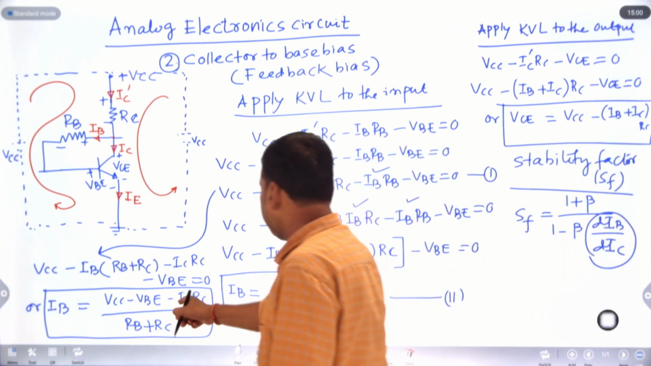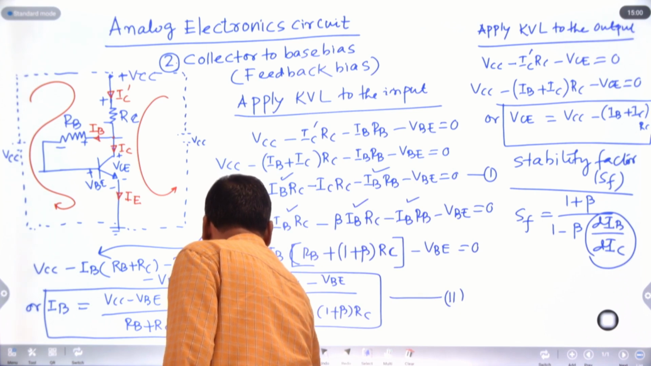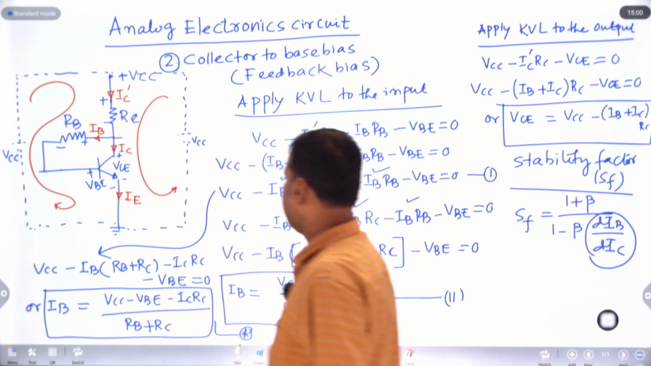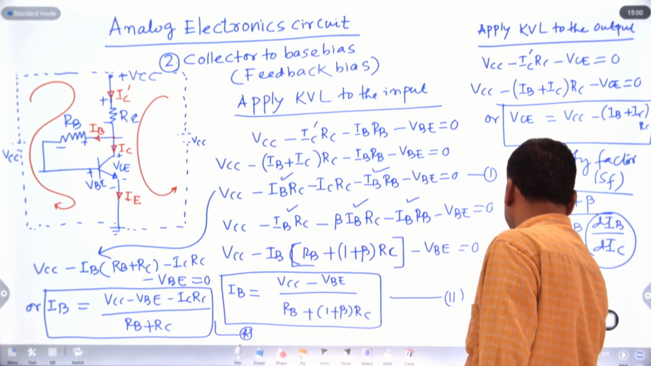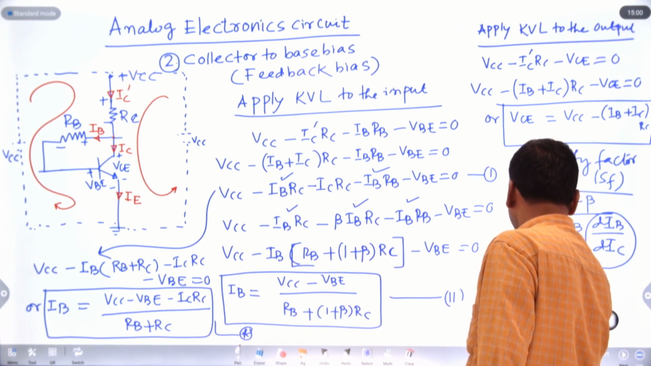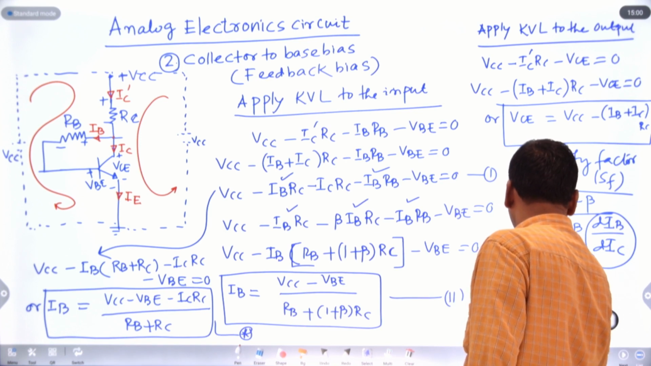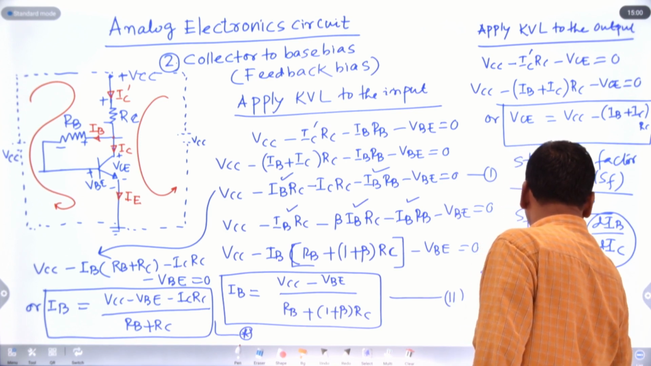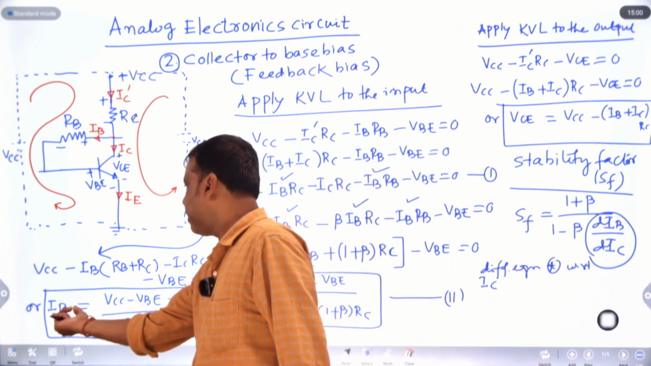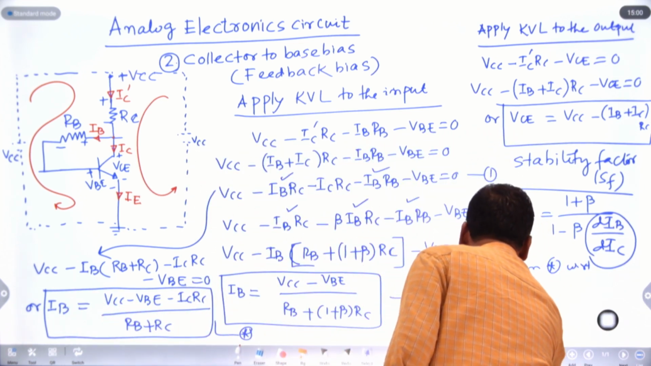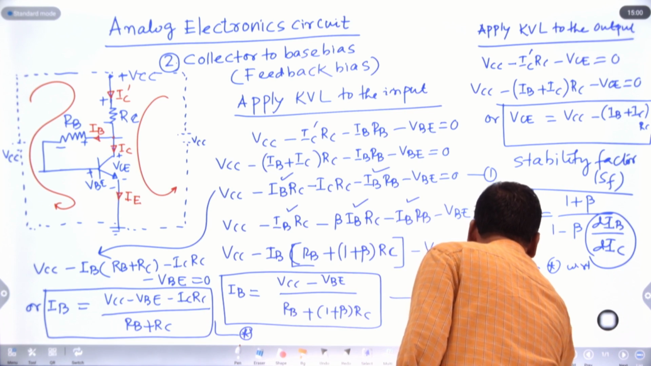And this equation, this is nothing but this expression. If you are differentiating this equation with respect to IC, what will I get? dIV by dIC, so dIV by dIC is how much?